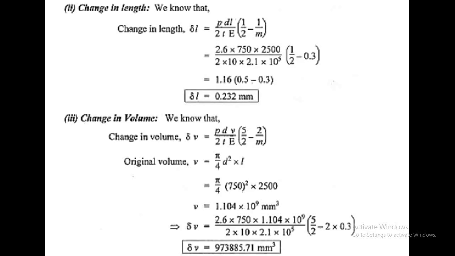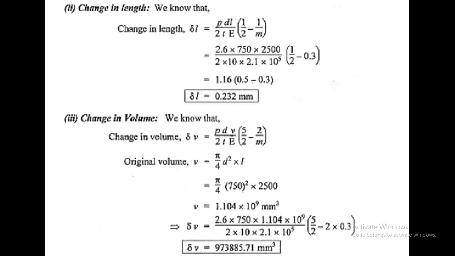And the second one is we are going to calculate the change in length. So the change in length is PDL by 2tE into (half minus mu). Substitute and get the answer as 0.232 mm.